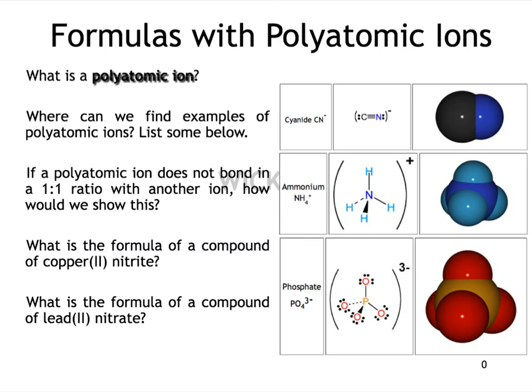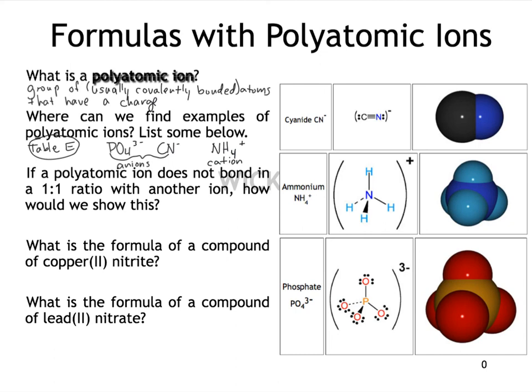If the ionic compound contains a polyatomic ion, then we also have another complication to deal with. Polyatomic ions are a group of atoms, usually covalently bonded, that have a charge. We can find a listing of them on Table E. One thing you'll notice is that most of the polyatomic ions on Table E are negative ions, which the vocabulary word for that is anion, and the vocabulary word for a positive ion is a cation. If a polyatomic ion does not bond in a 1-to-1 ratio with another ion, we would need to show this using parentheses. Confused? Let's do an example.